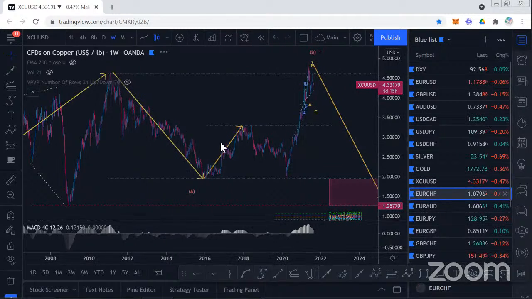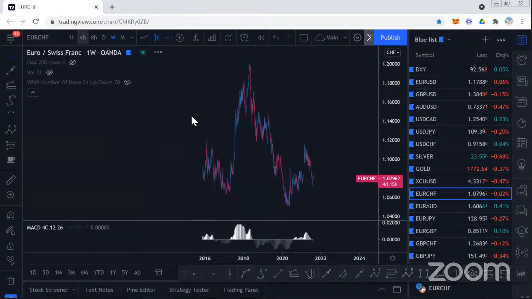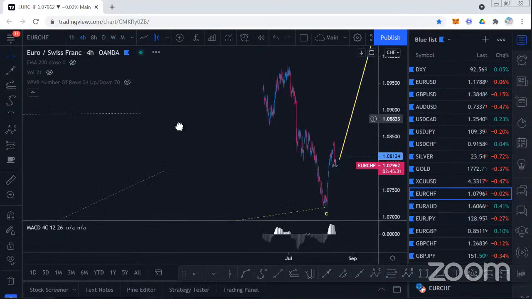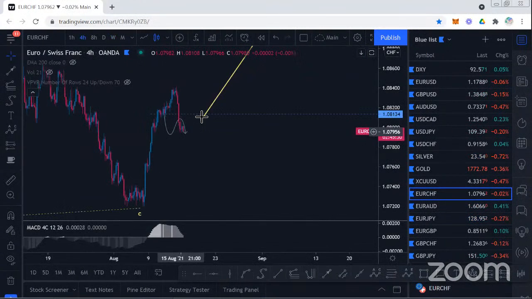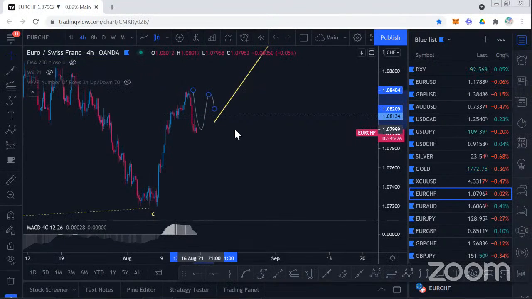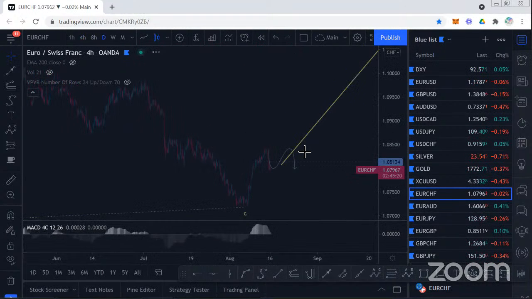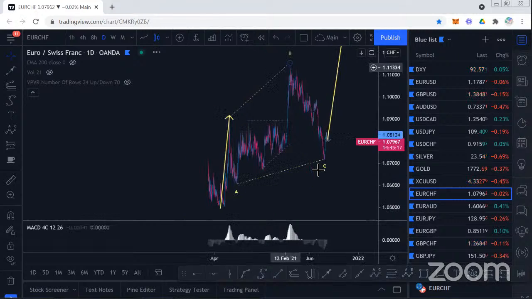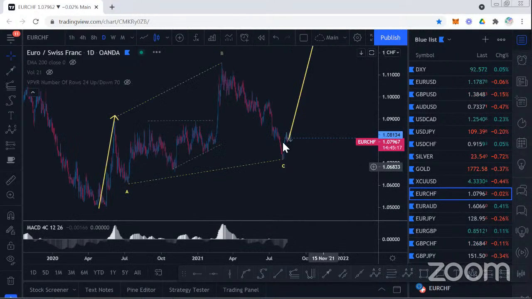Euro Swiss, we're still waiting for that corrective structure. Obviously, we've had a nice, decent looking A wave here, and we're waiting for this to form into something more corrective to give us that long trade. And just a reminder to zoom out and see how we trade in this big ABC corrective structure. That looks really good. Just waiting for that to play out.